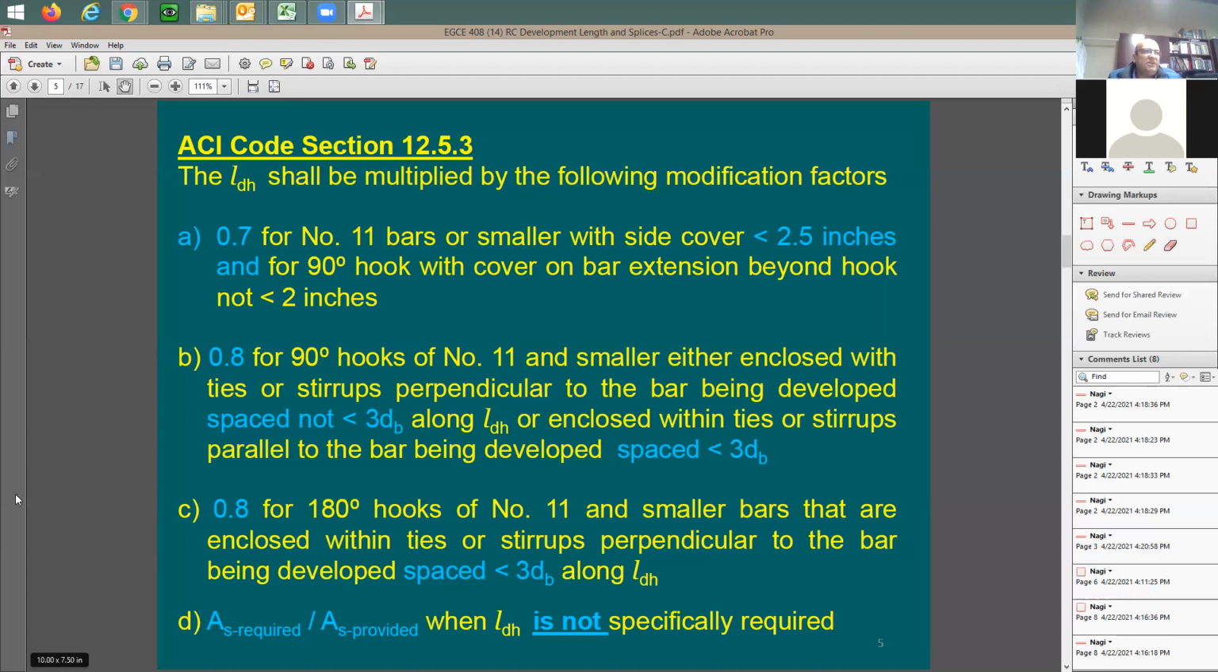And they give you conditions here for when you have a 90-degree hook or a 180-degree hook. We also have this multiplier, which is very similar to the one for L sub D for the straight development length. If you don't really need all of the rebar in your design, and maybe you need only 50% of the strength to be in this rebar, so you can reduce it, but let's say 50%.